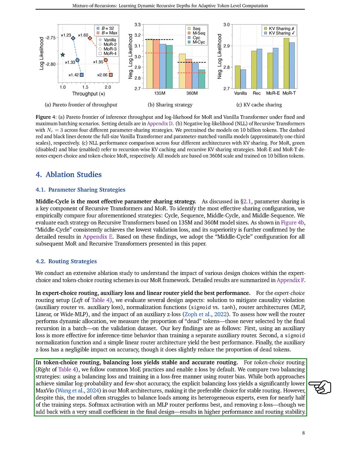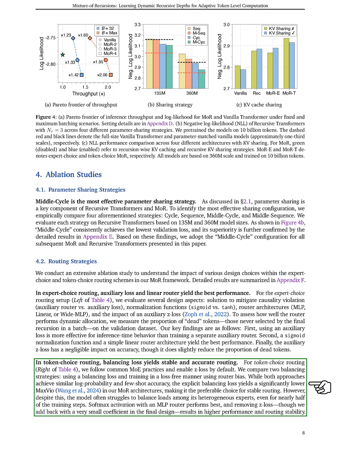Both methods yield similar log probability and few-shot accuracy, but the balancing loss significantly reduces max VIO in our more architectures, making it the better option for stability. However, we notice that the model often struggles to balance loads among different experts for almost half of the training steps. We find that using softmax activation with an MLP router performs best, and while removing Z-loss improves performance and stability, we reintroduce it with a small coefficient in the final design.